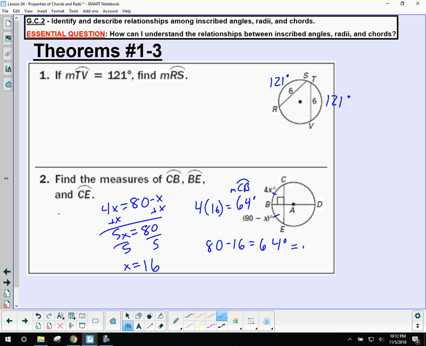Then they want CE. CE is the whole thing. 64 plus 64 should be 128, but you know, who knows? It's late at night. Yeah, it is. 128 degrees is the measure for CE.